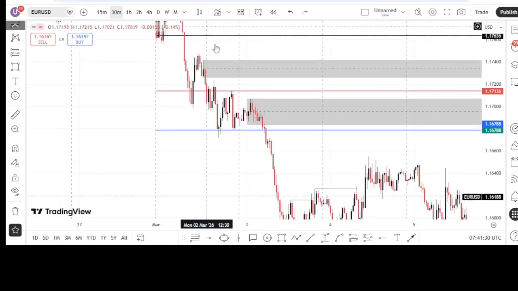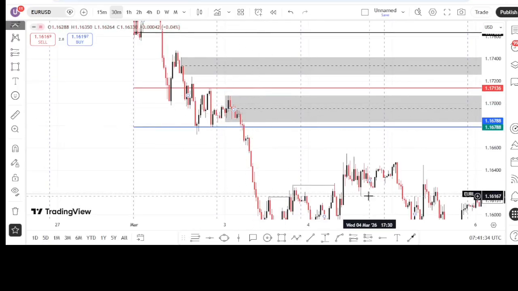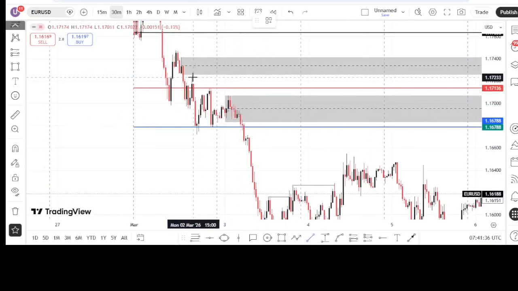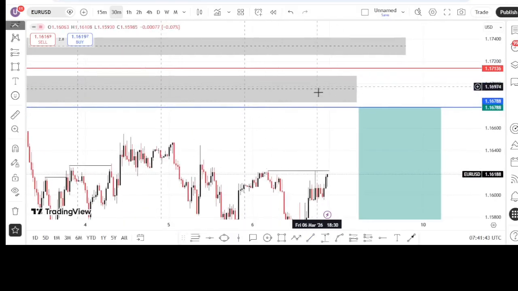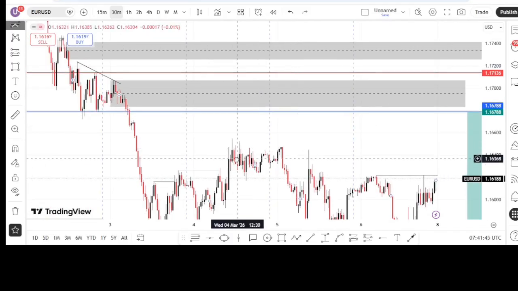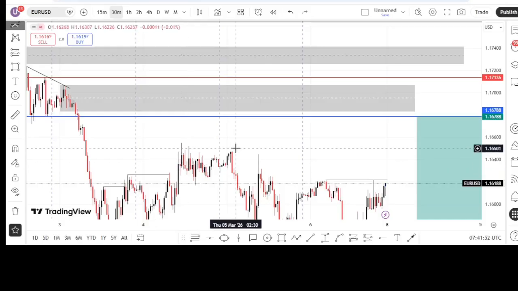In fact, even this thing we have here at 50% is serving as an inducement level for this 61% zone. That is why I said we must see a change of character at 50% before we go in on a buy. We must see a change of character before we go in on a sell.